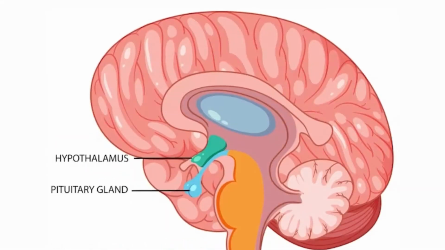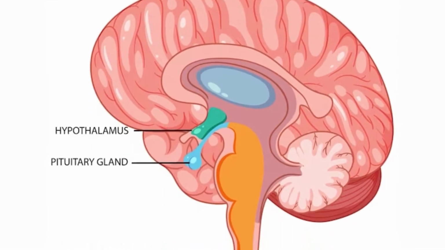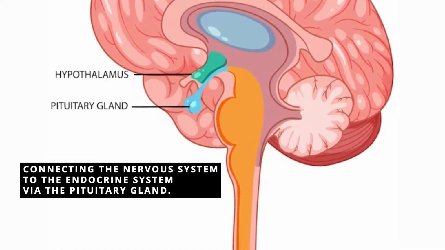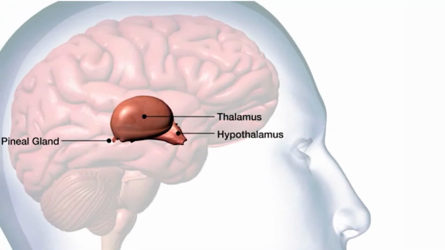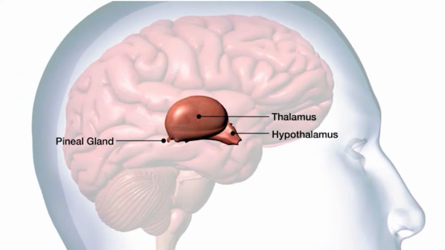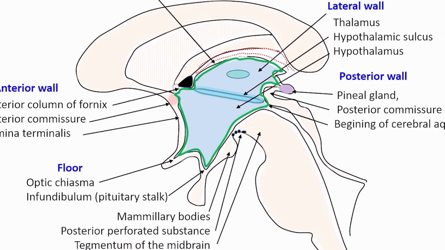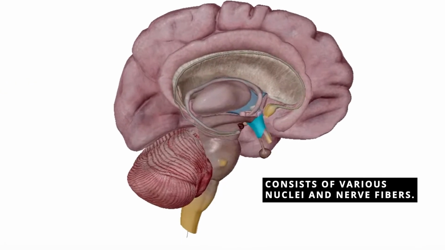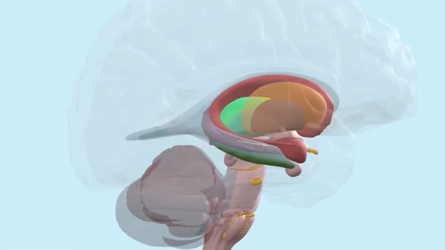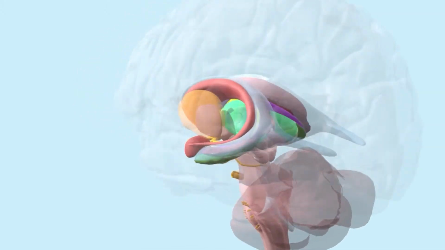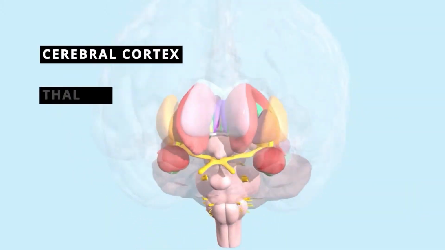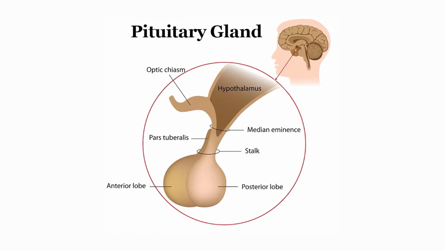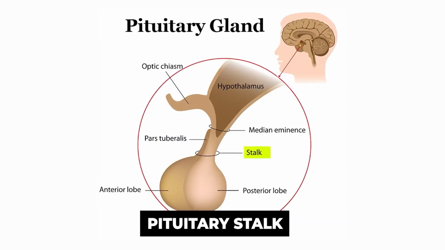Hypothalamus. The hypothalamus is a small but crucial region of the brain that plays an integral role in connecting the nervous system to the endocrine system via the pituitary gland. The hypothalamus is located below the thalamus, approximately above the pituitary gland, and forms the lower walls and floor of the third ventricle in the brain. It's about the size of an almond and consists of various nuclei and nerve fibers. The hypothalamus is connected to many parts of the central nervous system, including the cerebral cortex, thalamus, basal ganglia, and limbic system. The pituitary gland is attached to the hypothalamus by the infundibulum, or pituitary stalk.